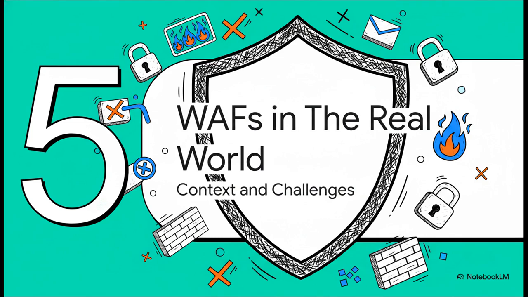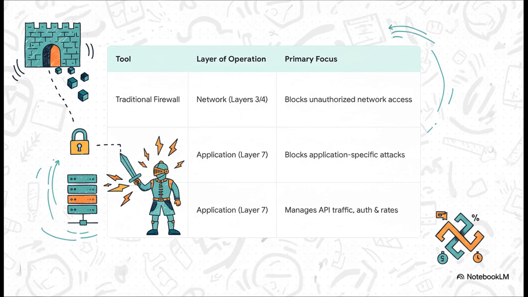Okay, so we know what a WAF is and what it does, but let's bring this into the real world. Where does it fit in the bigger picture of cybersecurity? How does it play with other tools, and what are its limitations? It's really important to understand that a WAF is a specialist. A traditional firewall is like the main gatekeeper for a whole building. It's just checking network IDs. A WAF, on the other hand, is the personal bodyguard for the VIP, the application itself, inspecting every single conversation. And then you have something like an API gateway, which also works at this layer, but it's more like an air traffic controller, focused on managing traffic, not deep security inspection. They all have their own important job to do.